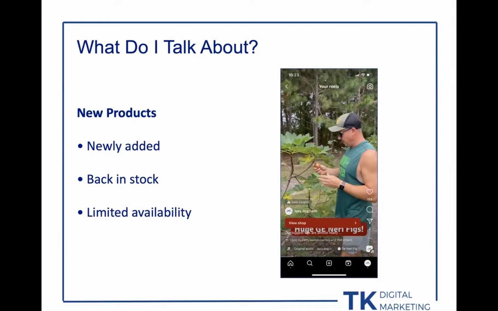Also works really well for limited availability. So towards the end of the summer, early fall, we're trying to get rid of all our fig trees from this past year and start propagating new trees. So we'll do some reels on limited availability, only got say 20 of these trees left, get them while you can, and it works like a charm for just selling out our existing inventory. That way we can start propagating some more trees.